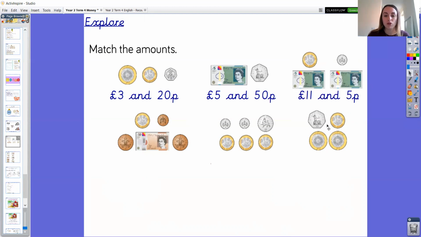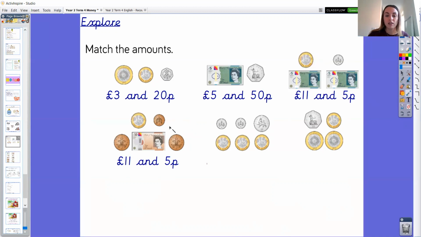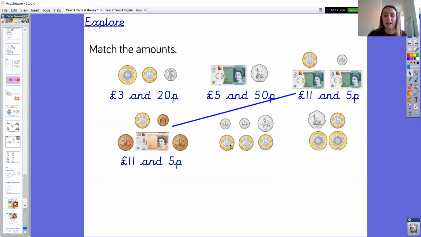Brilliant, let's have a look at this bottom row. So again, let's start with the greatest amount. £10, add one more pound, is £11. Let's have a look at these copper coins. 2p add 2p, add 1p. What can we regroup to make? Brilliant, £11 and 5p. So we can match these amounts here. Brilliant. Okay, let's have a look at this next question.